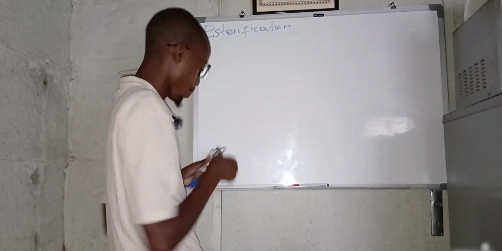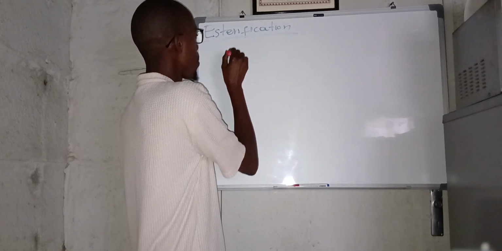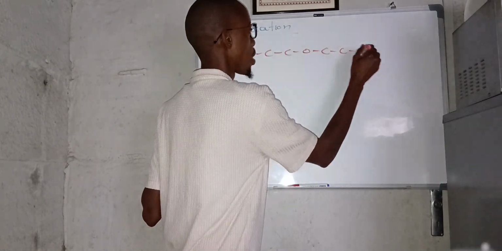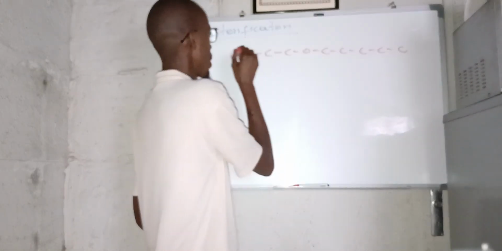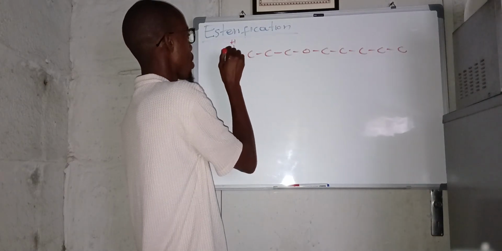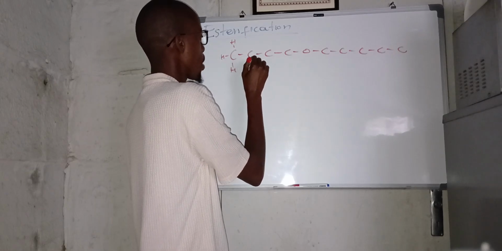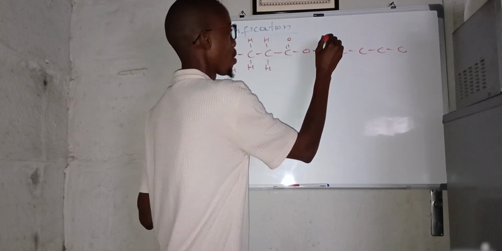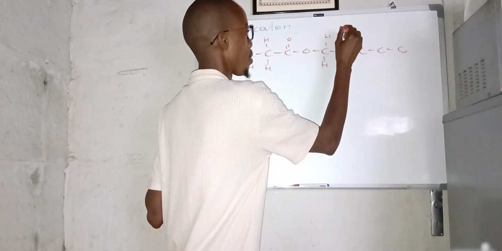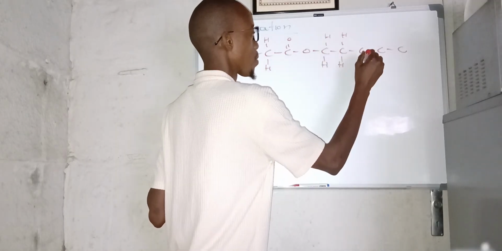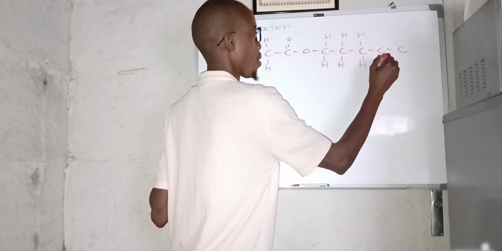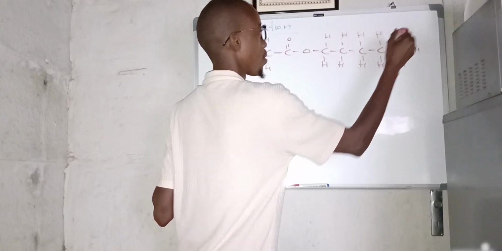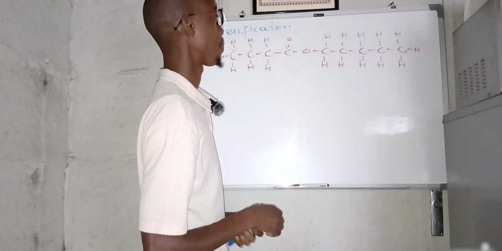Let's draw this structure. Let's say we have a structure that is 1, 2, 3, 4, 1, 2, 3, 4, 5. And then I just add hydrogens and whatever is necessary. Nice. Now we are here.